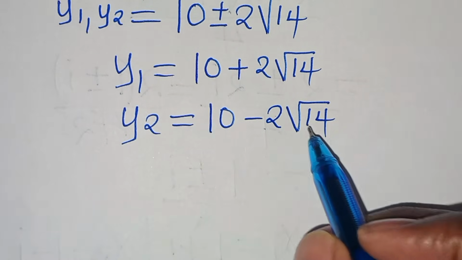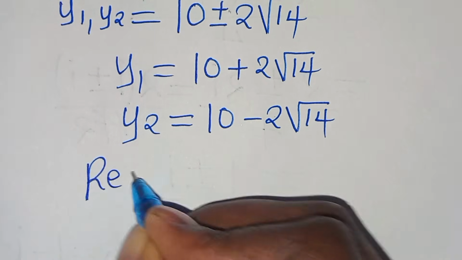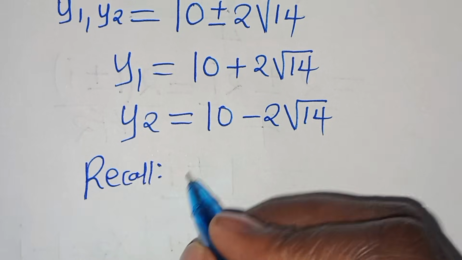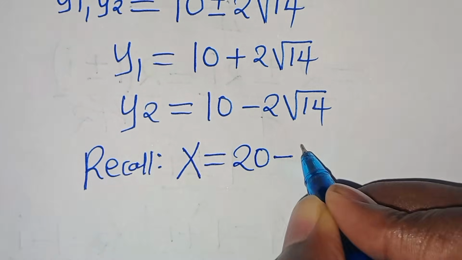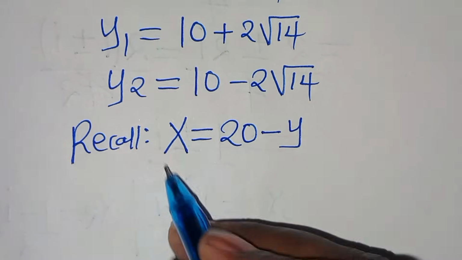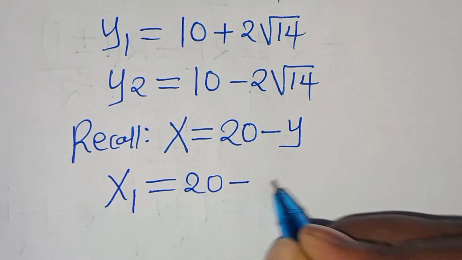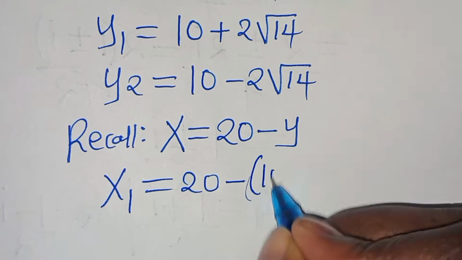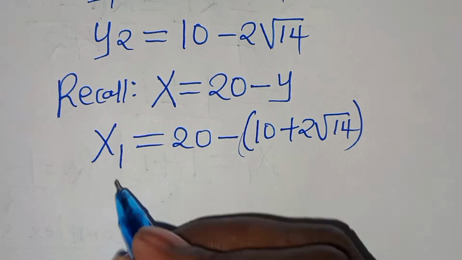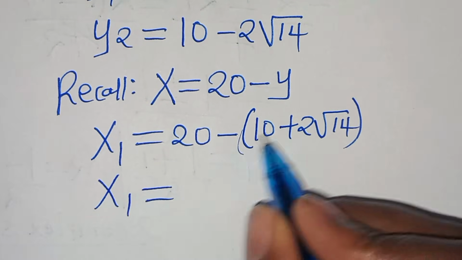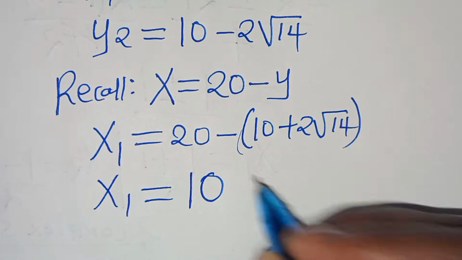So we can solve for the corresponding values of x. If you recall, from equation 3, x is equal to 20 minus y. So we can start with y1, so that we have x1 is equal to 20 minus y1. y1 is 10 plus 2 square root of 14. So x1 is equal to 20 minus 10, which is 10, minus 2 square root of 14.